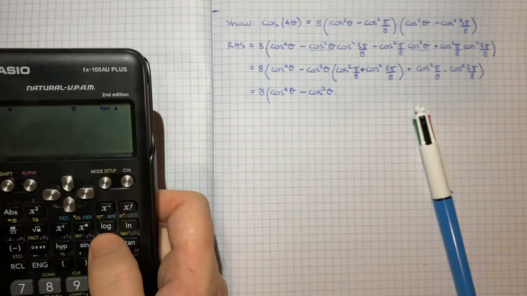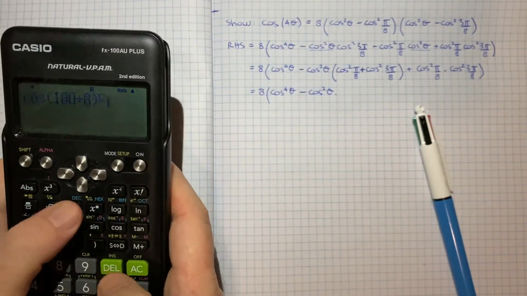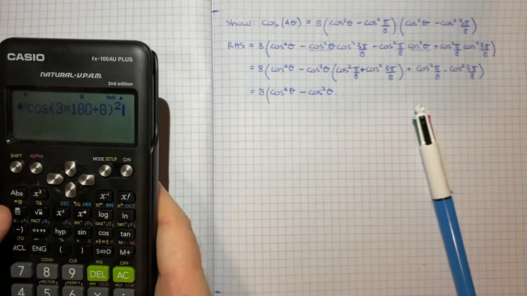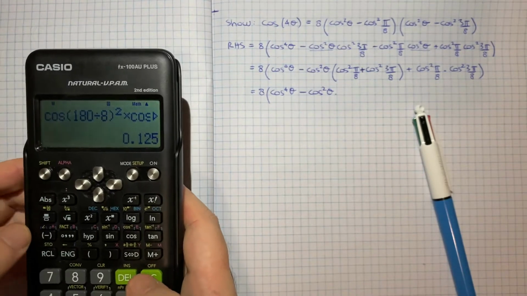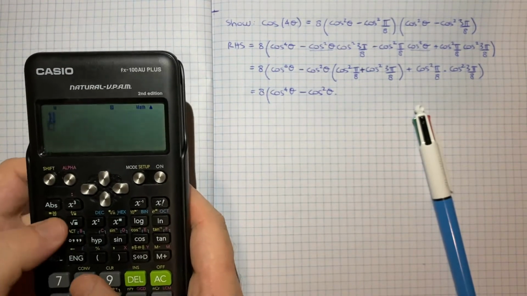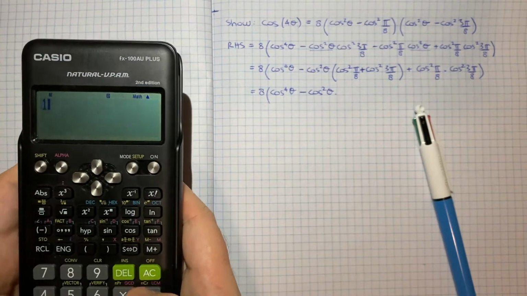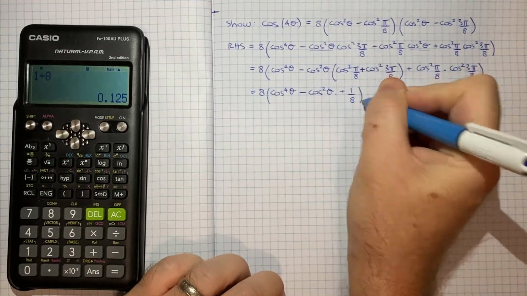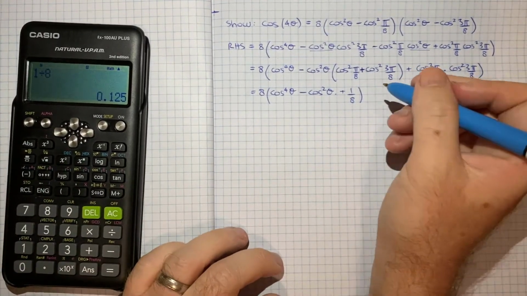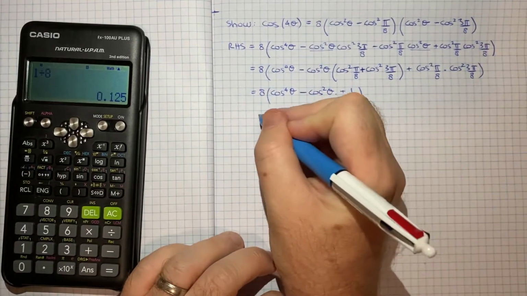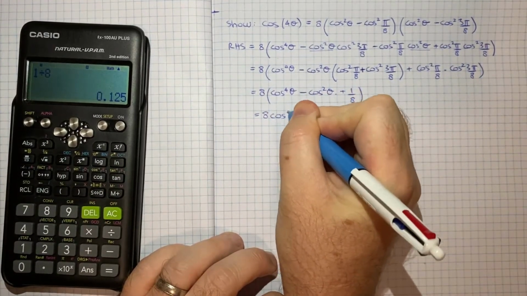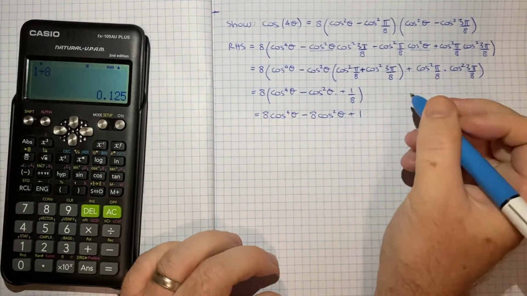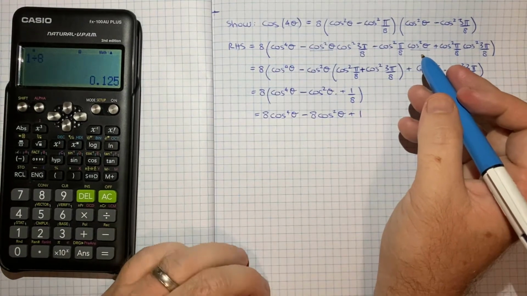Now if I do cos of 180 divided by 8 squared times cos of 3 times 180 divided by 8 squared, we get 0.125, which is 1 on 8, or 1 divided by 8. So that's plus 1 on 8. Now, what I'll do is multiply out the 8, so we'll get 8 cos to the 4th power of theta minus 8 cos squared theta plus 1. So that's how our right-hand side's going now.